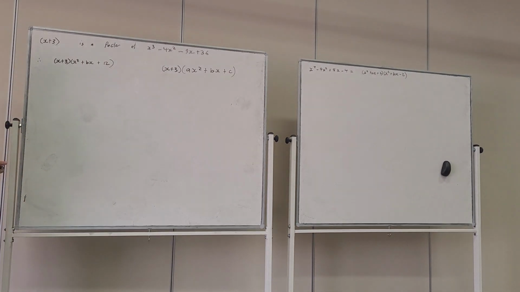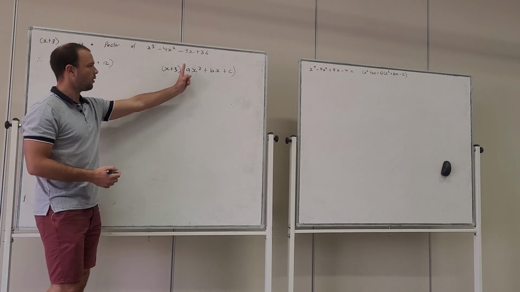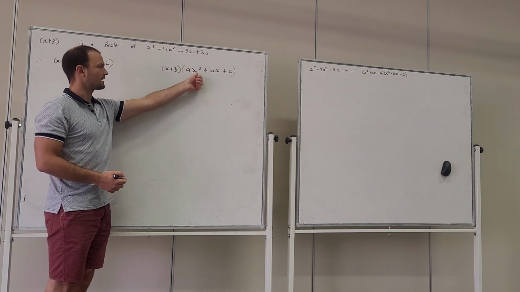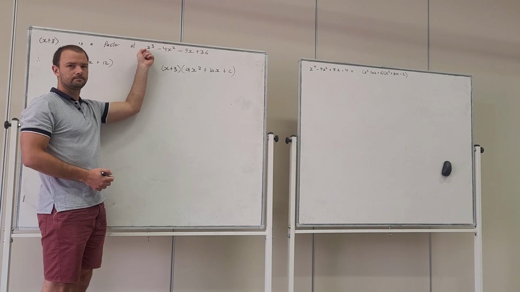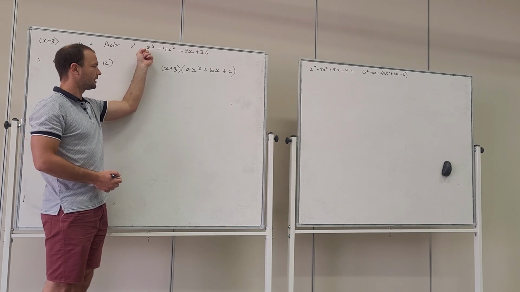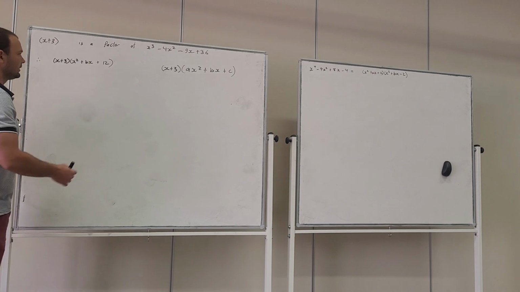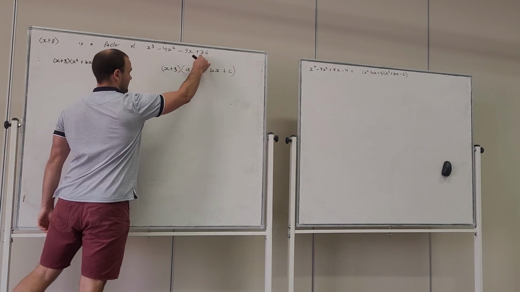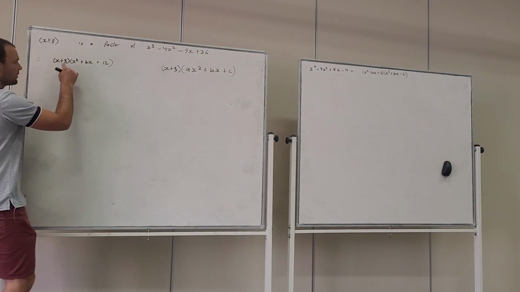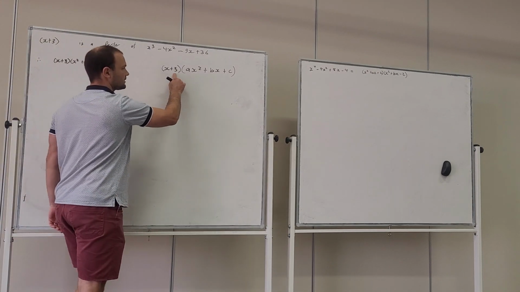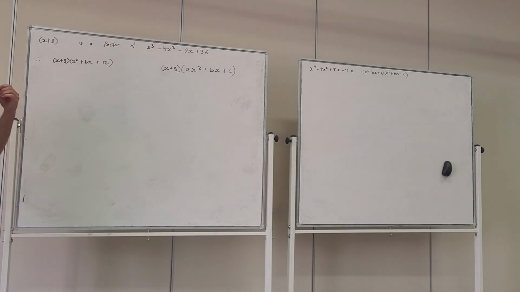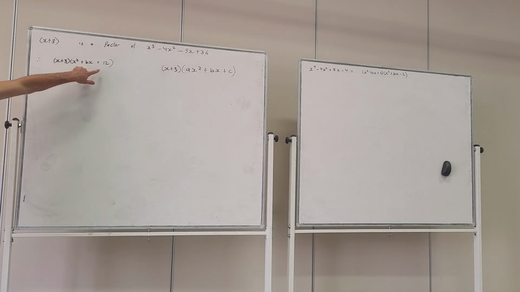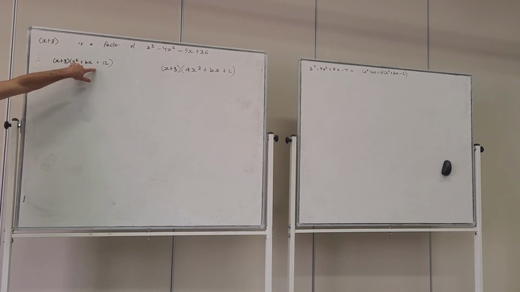My reasoning is a has to be 1 because x times x squared gives me 1 lot of x to the power of 3. I think we can see that pretty clearly. And then the last term at the end is 36. So 3 times c has to be 36, so c has to be 12. Already we've identified two of them, so there's a lot less involved in determining the value of b.